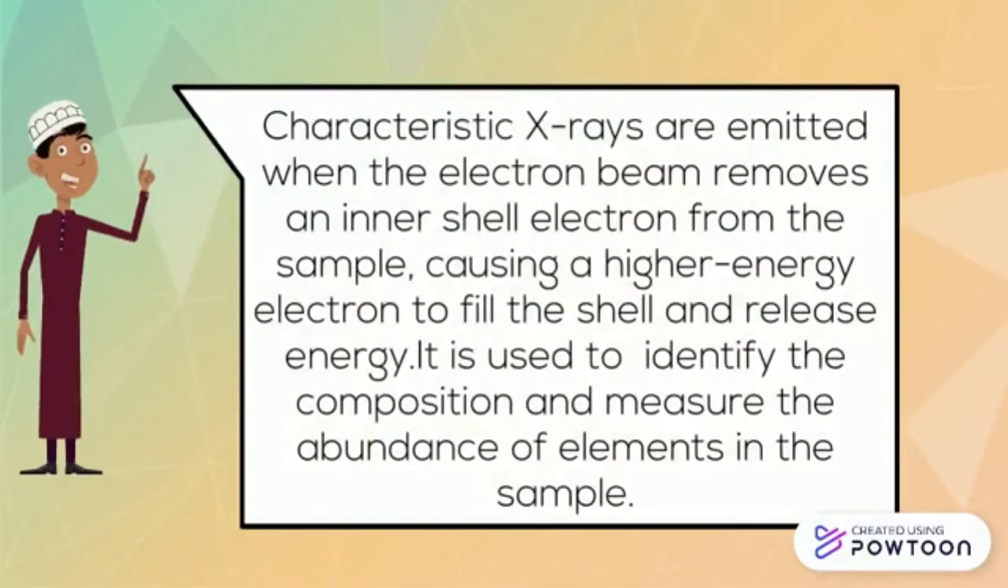Characteristic X-rays are emitted when the electron beam removes an initial electron from the sample, causing a higher energy electron to fill the shell and release energy. It is used to identify composition and measure the abundance of elements in the sample.